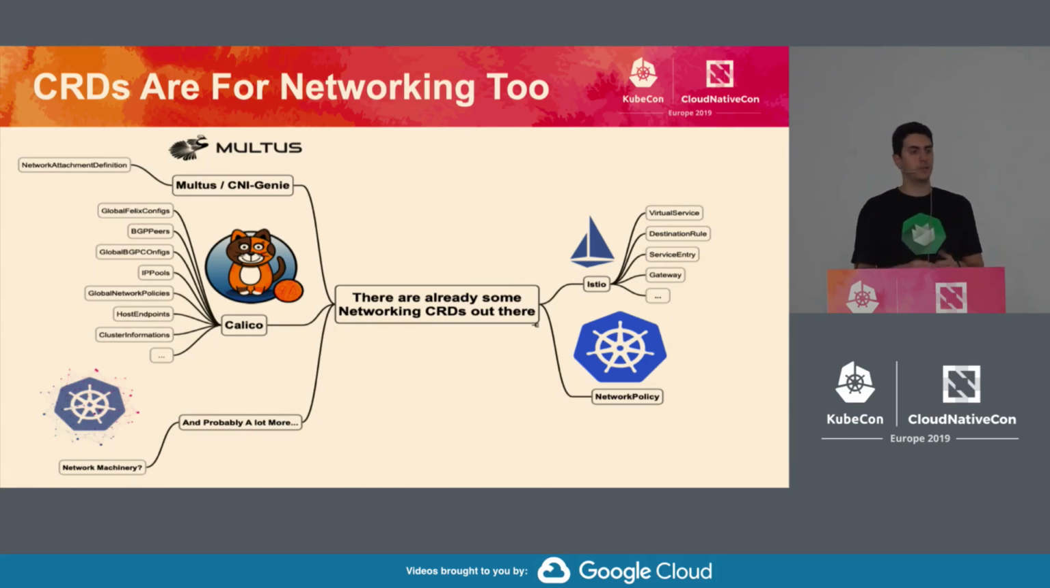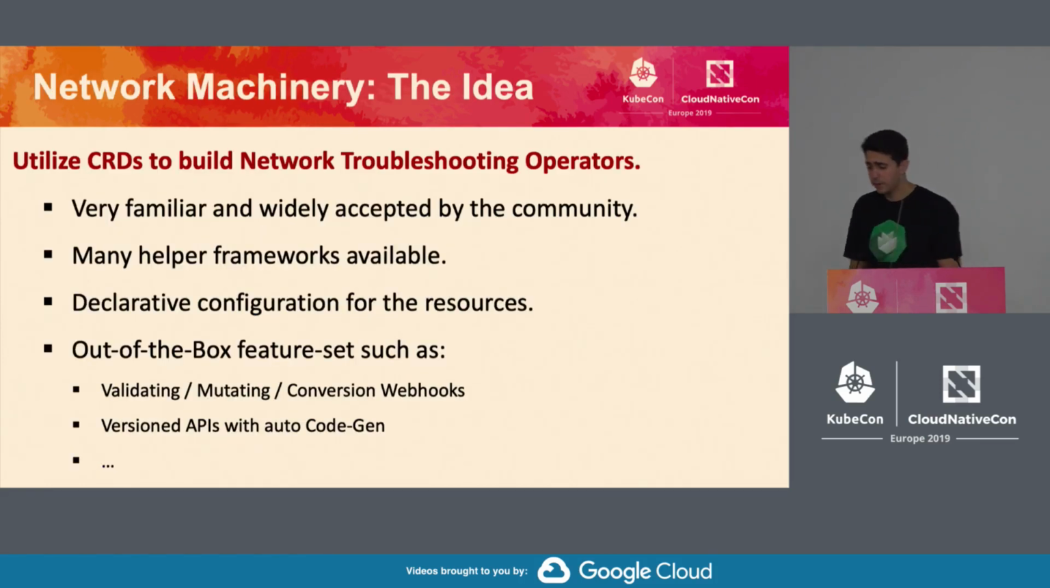But there's none for troubleshooting networking. So if you want to troubleshoot networking, you have to do it manually. So why not introduce another set that would make life easier for people or developers to troubleshoot, right? And here comes NetworkMachinery. The idea of NetworkMachinery is basically to utilize custom resource definitions to build network troubleshooting operators.